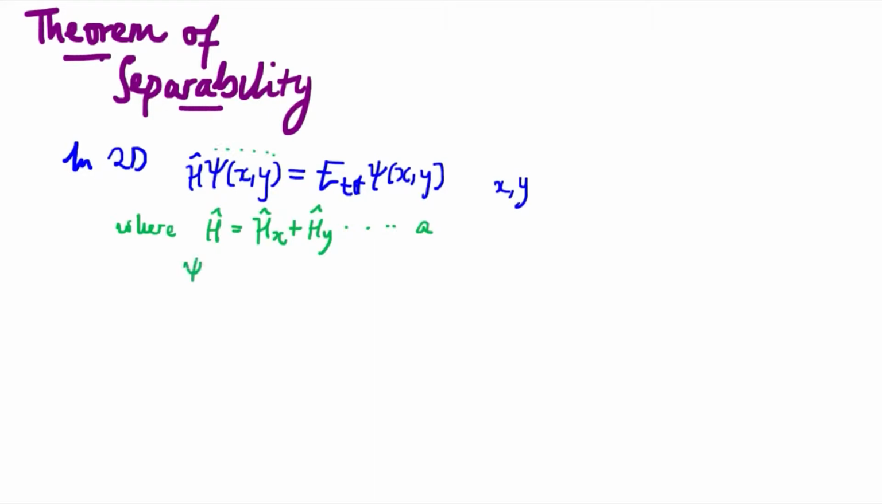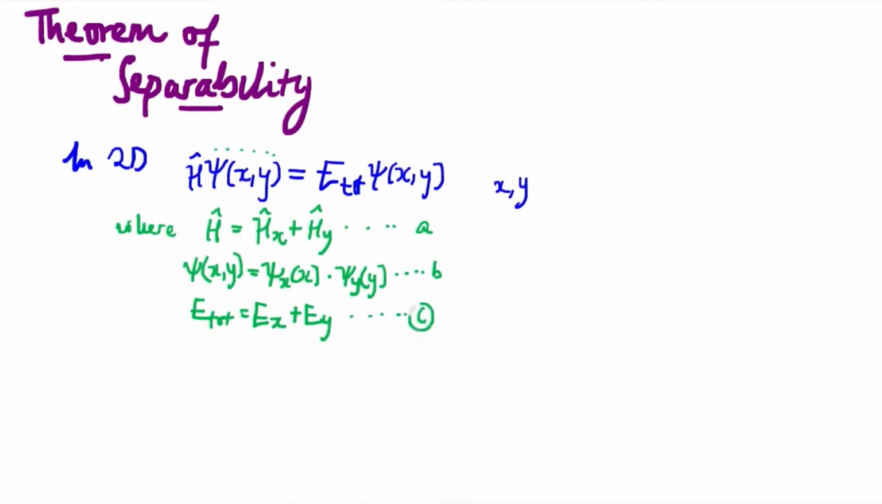For our wave function, which brings the x variable and y variable together, to separate them we multiply the wave function on the x coordinate by the wave function on the y coordinate, and this is term b. Finally, our total energy, which is the solution, is equal to the sum of the energy on x plus that on y. This is represented as c.